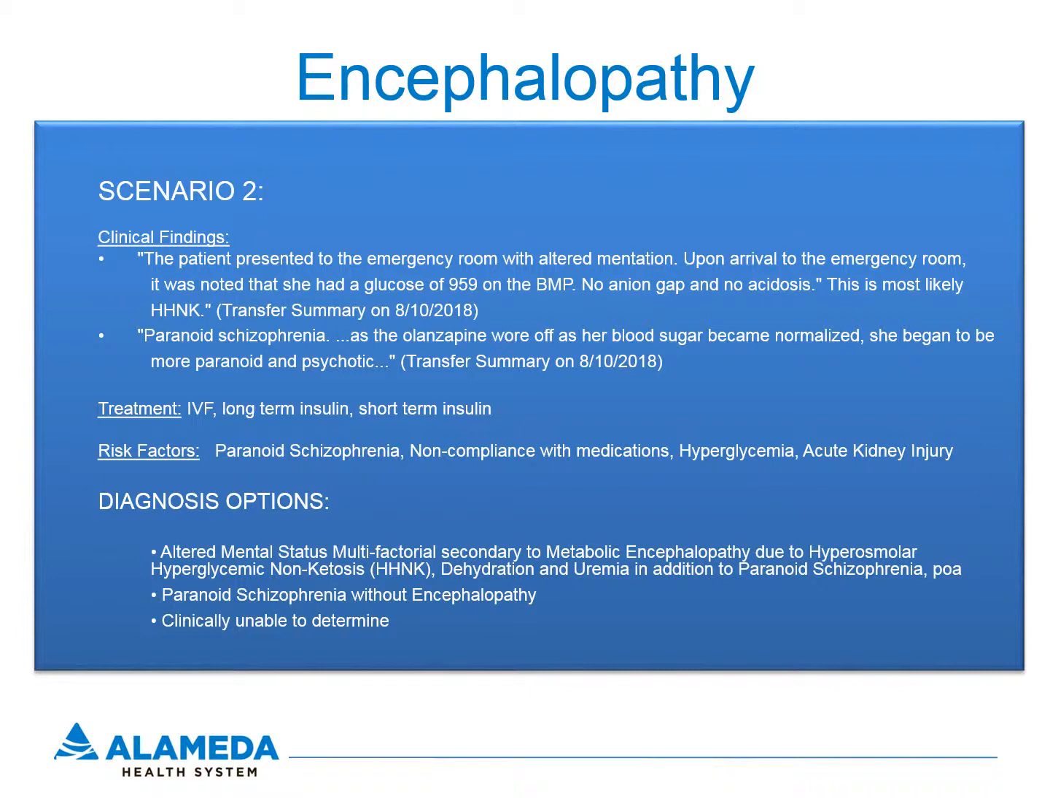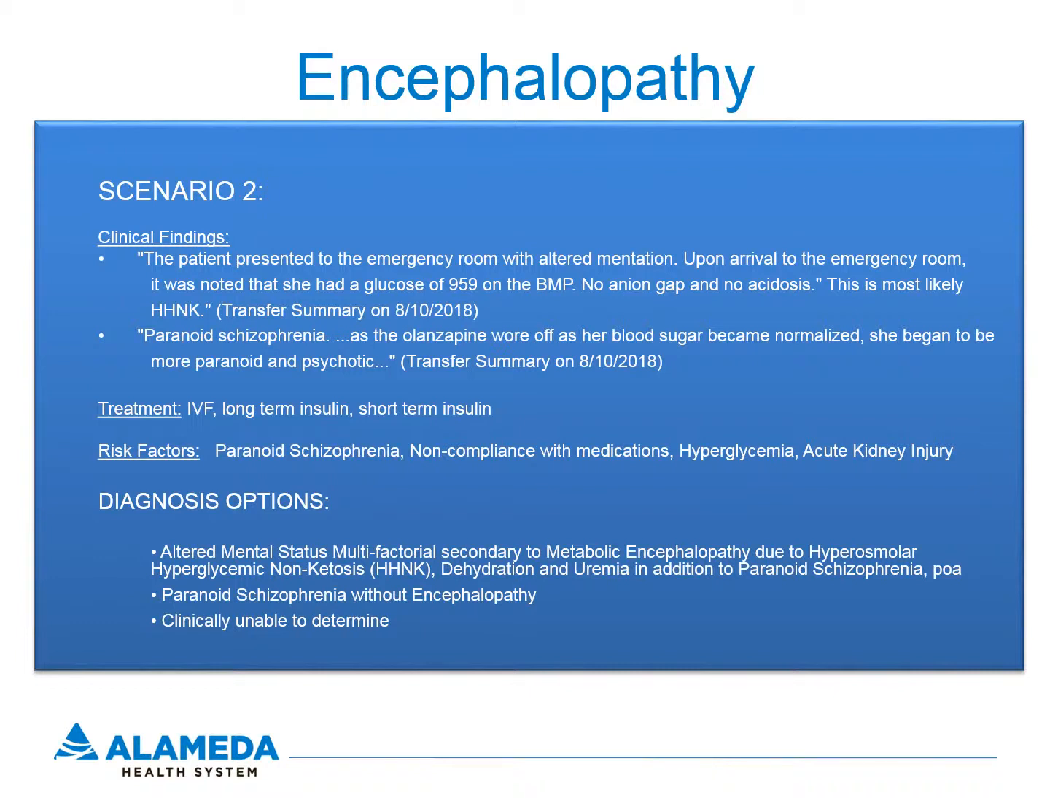So there's a lot happening with this patient, right? They have a number of underlying conditions. They have dehydration contributing to the metabolic encephalopathy. They have the HHNK contributing to it, and then they also have a baseline of paranoid schizophrenia. So once again, a proper diagnosis here could be mentioning the symptom and what caused the symptom. The altered mental status is multifactorial secondary to metabolic encephalopathy due to HHNK, dehydration, and uremia, in addition to the paranoid schizophrenia, which is present on admission.